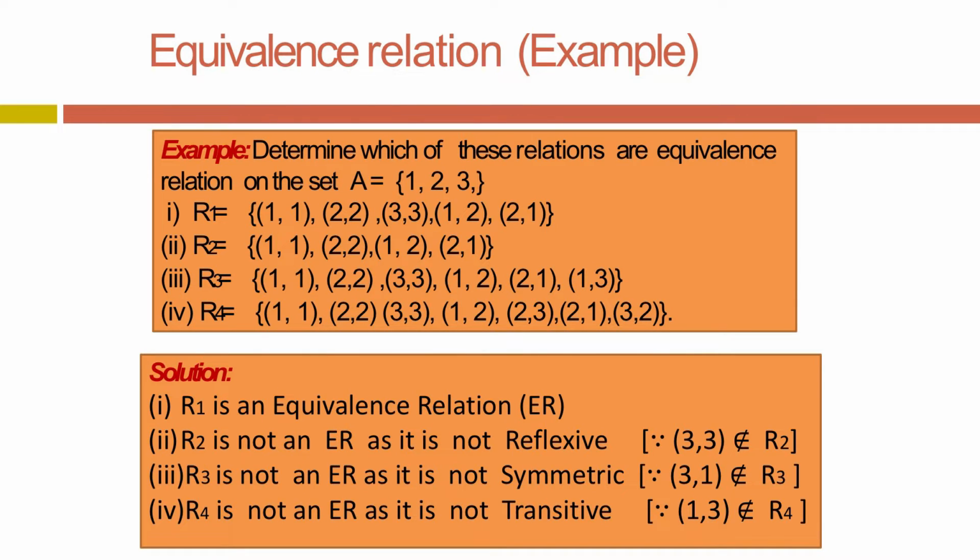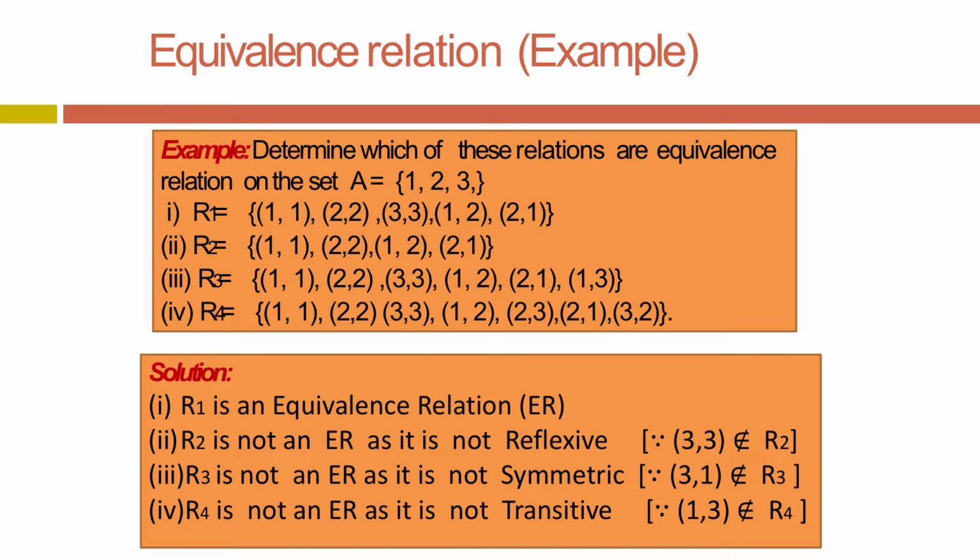So, on the screen there are 4 examples, R 1 to R 4, all on the set A = {1, 2, 3}. First relation R 1: (1,1), (2,2), (3,3) are present, so that is reflexive. Symmetric because (1,2) is present and its opposite (2,1) is present; (2,3) is not present, so we will not search for (3,2); (1,3) is not present, so we will not search for (3,1). So R 1, the first relation, is reflexive, symmetric and transitive. So, this is an equivalence relation.